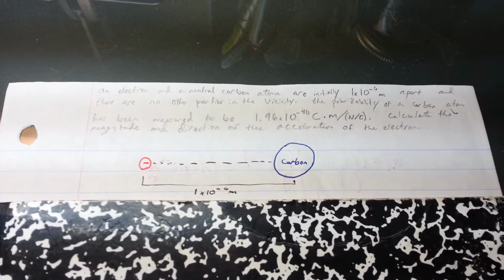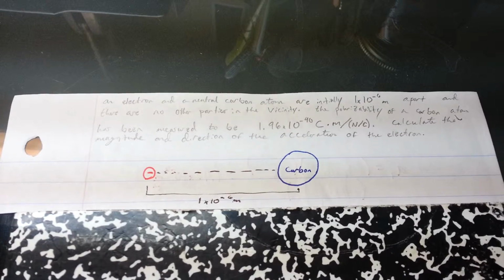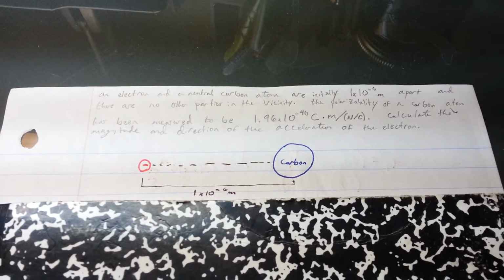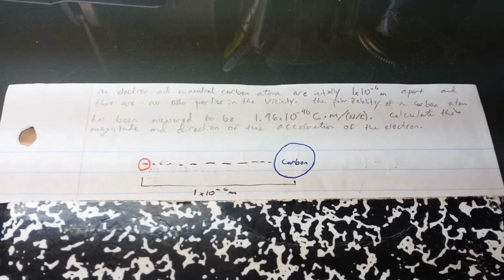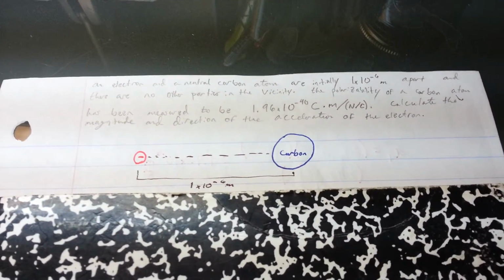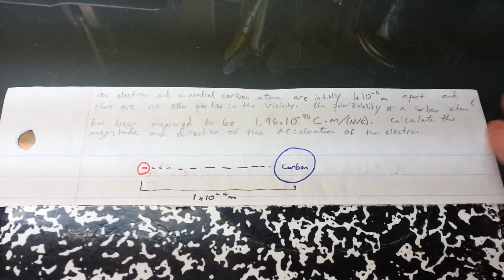An electron and a neutral carbon atom are initially 1 times 10 to the negative 6 meters apart, and there are no other things in the vicinity. The polarizability of a carbon atom has been recorded to be 1.96 times 10 to the negative 40th coulombs times meter over newtons per coulomb. Calculate the magnitude and direction of the acceleration of the electron.